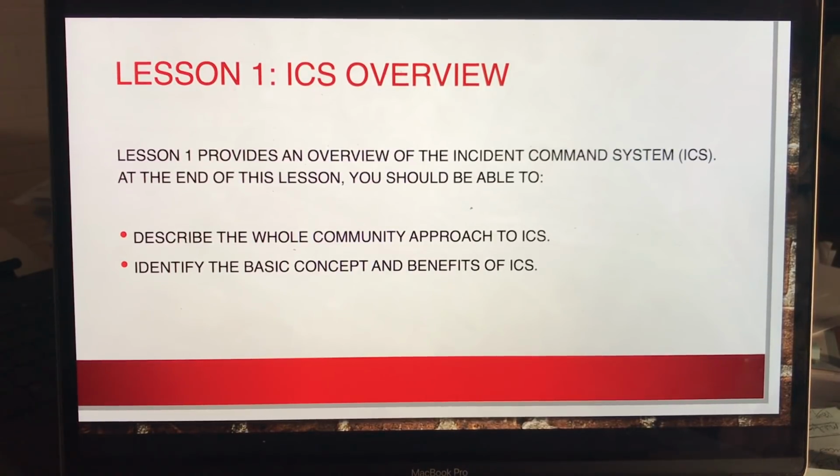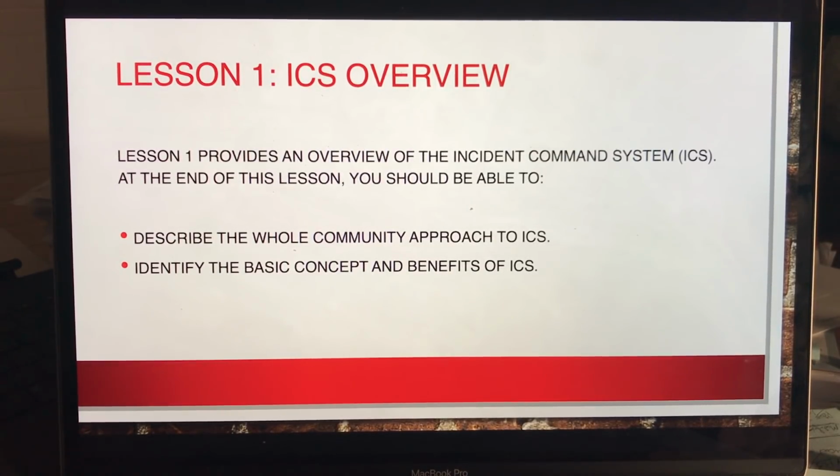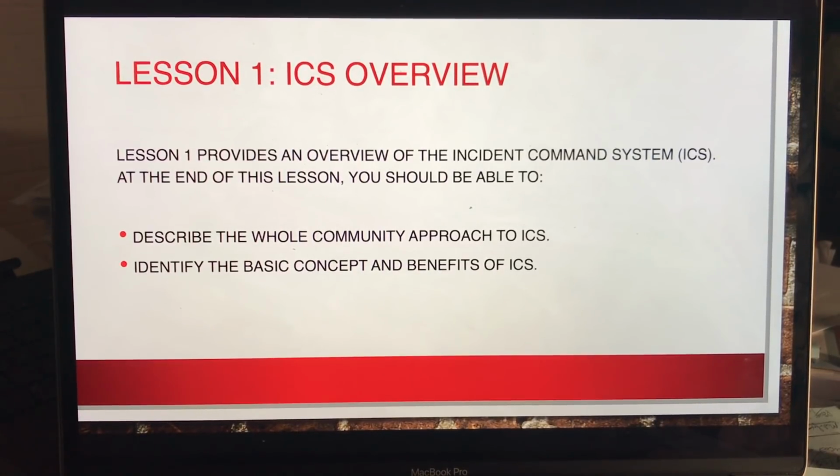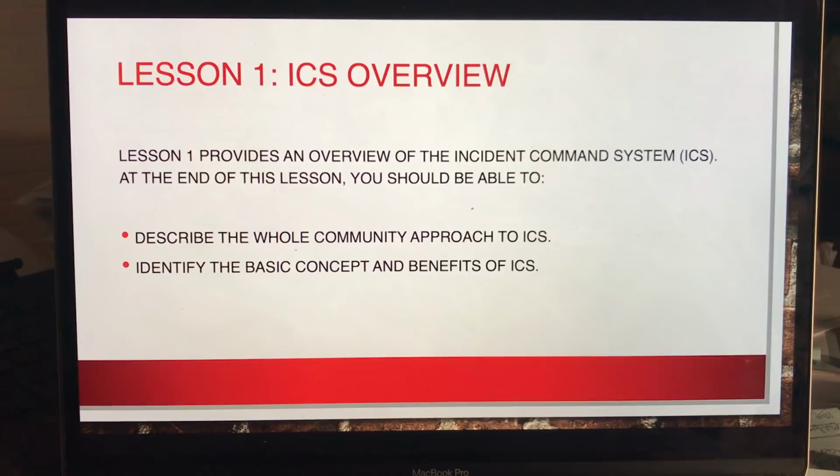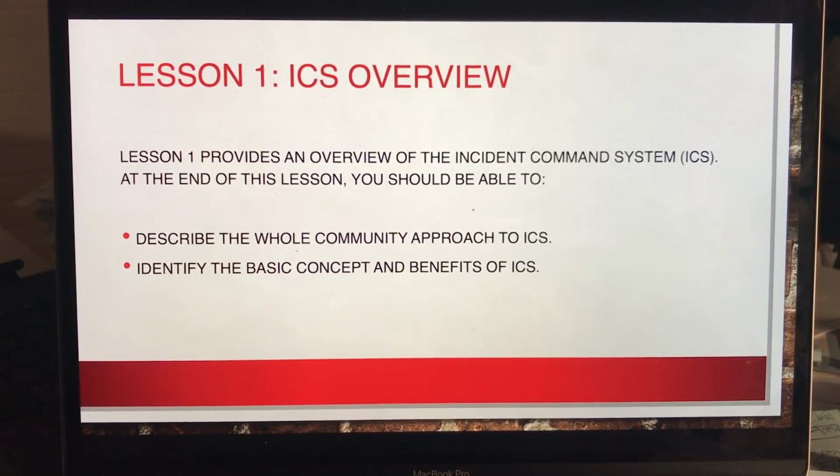Let's begin Lesson 1, the ICS overview. Lesson 1 provides an overview of the incident command system. At the end of this lesson, you should be able to describe the whole community approach to ICS and identify the basic concepts and benefits of ICS.